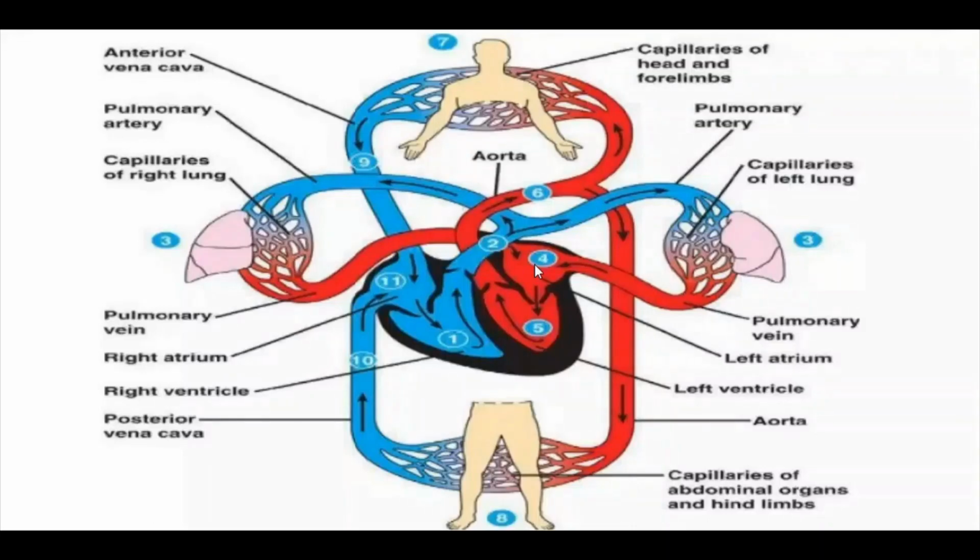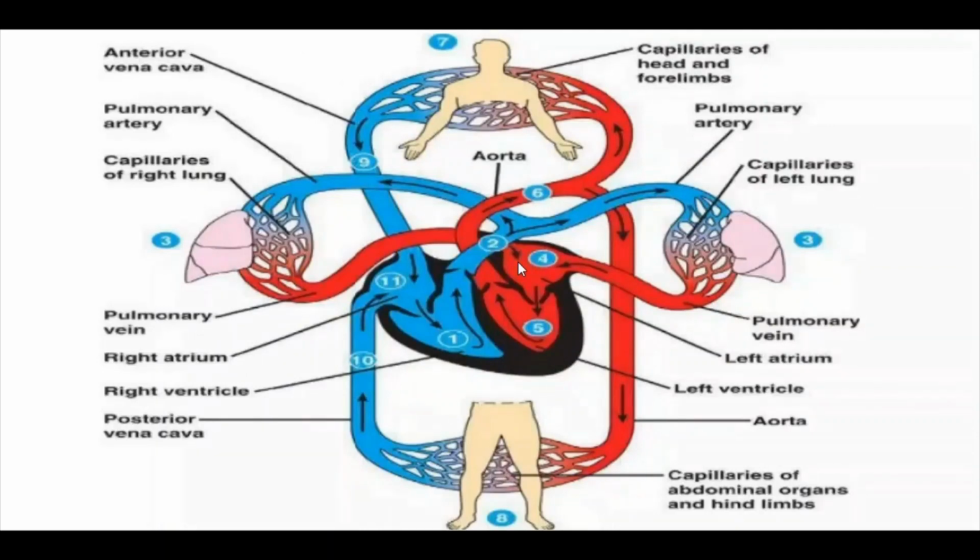Why is it known as double circulation? When the blood circulates twice through the heart, two times. This is the one way, here to here, and here to here. Is it another way? This way. So the blood circulates twice through the heart in one complete cycle.